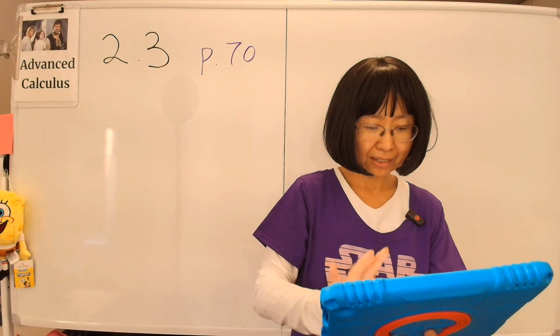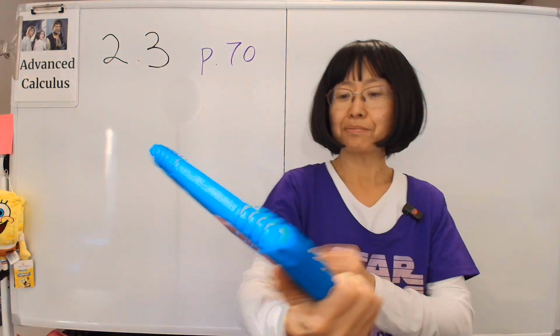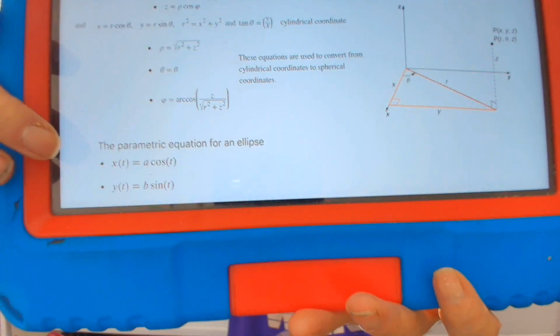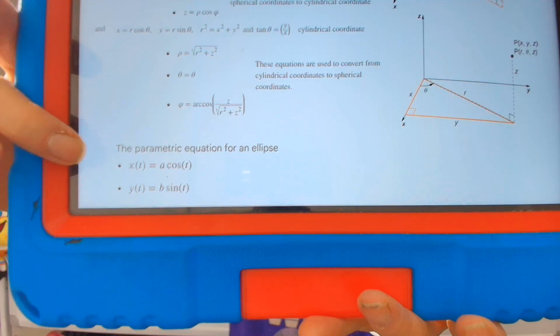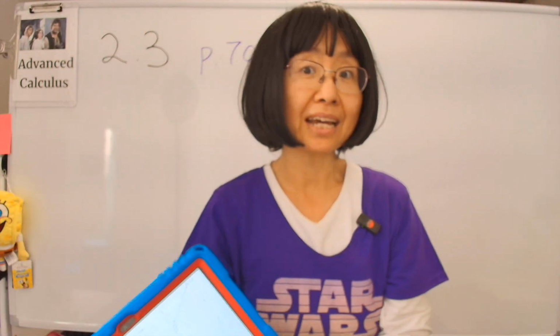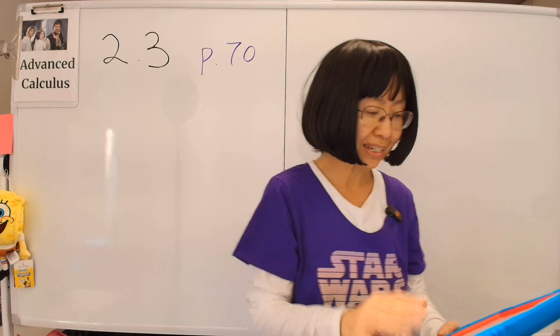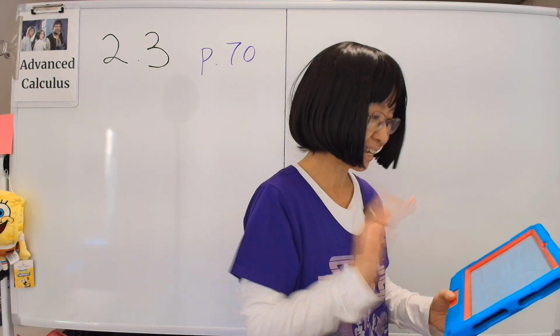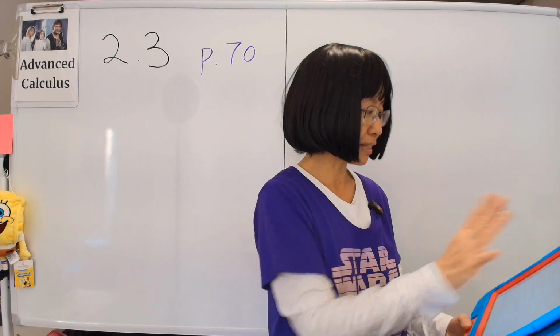And one last thing is the parametric equation to represent the ellipse in parametric form. I just Googled this: x is a cosine t and y is b sine t. Just bear that in mind, and if you don't remember later, you can Google it or something. So, that's that.